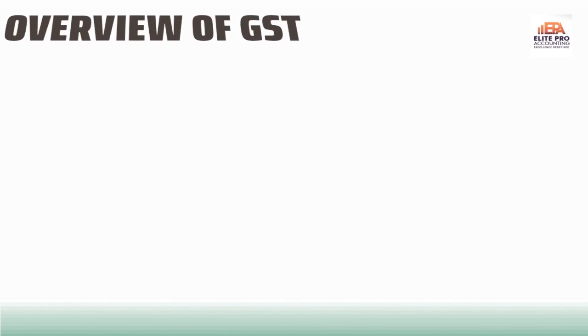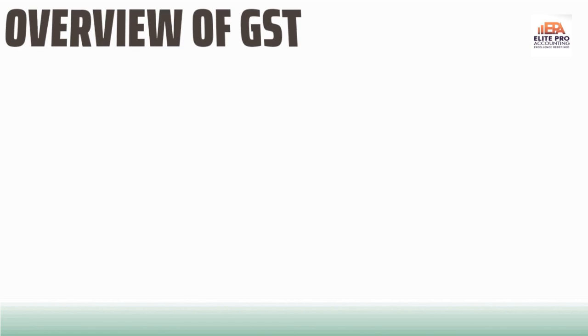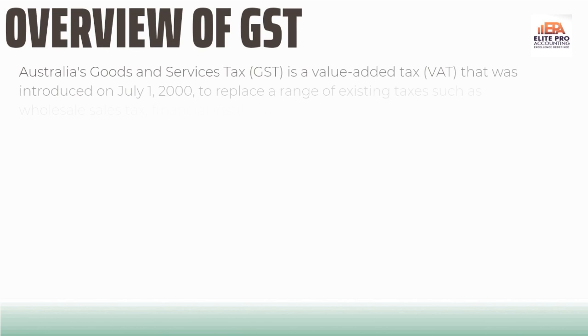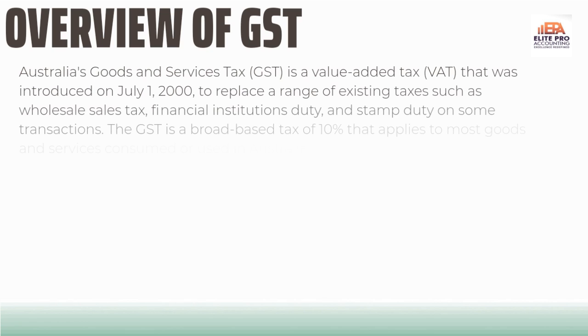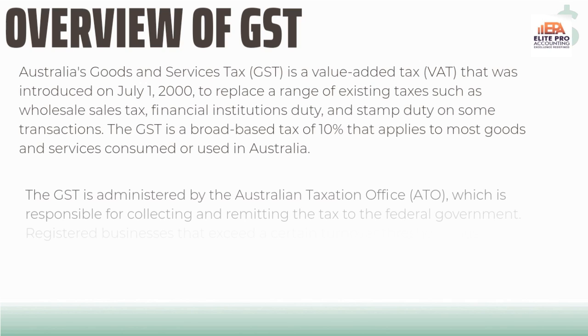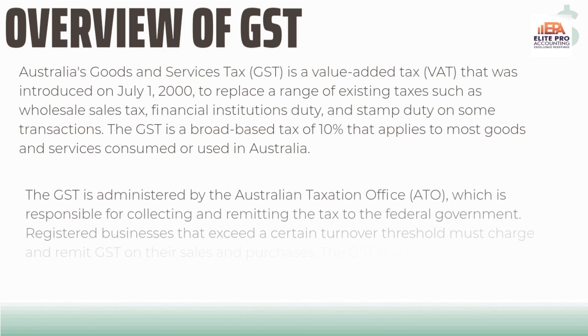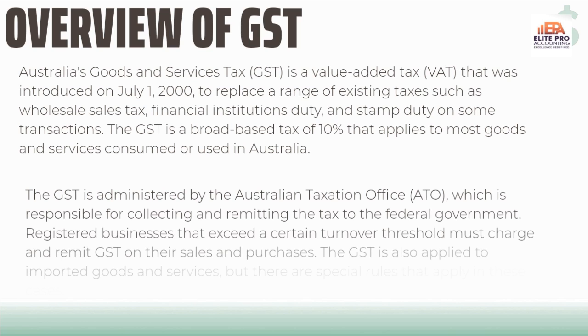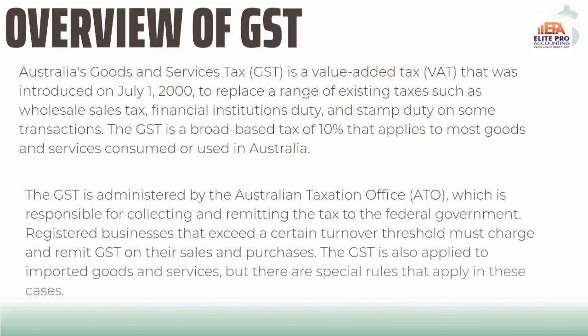Overview of GST. Australia's Goods and Services Tax, GST, is a value-added tax, VAT, that was introduced on July 1, 2000, to replace a range of existing taxes such as wholesale sales tax, financial institutions duty, and stamp duty on some transactions. The GST is a broad-based tax of 10% that applies to most goods and services consumed or used in Australia. The GST is administered by the Australian Taxation Office, ATO, which is responsible for collecting and remitting the tax to the federal government.